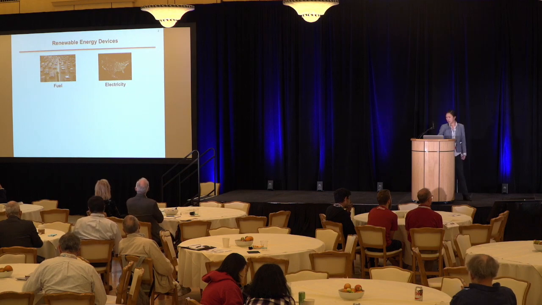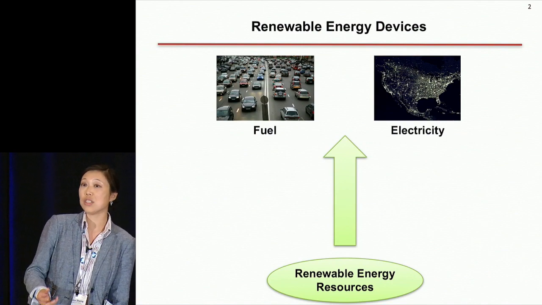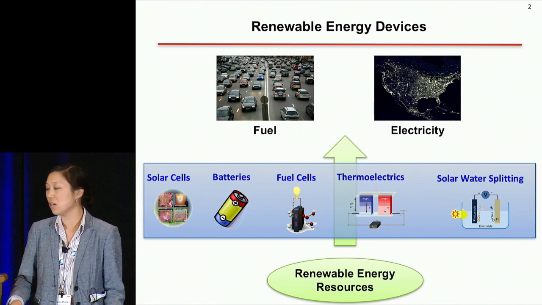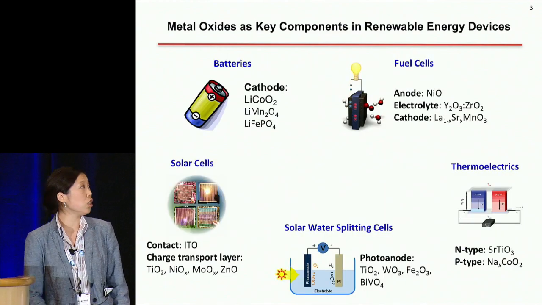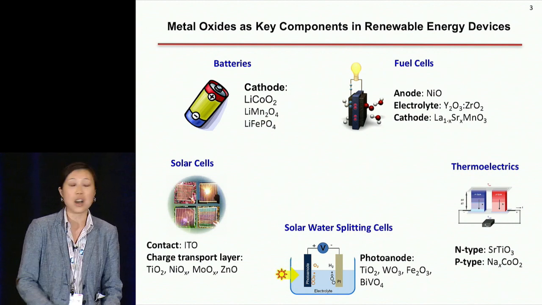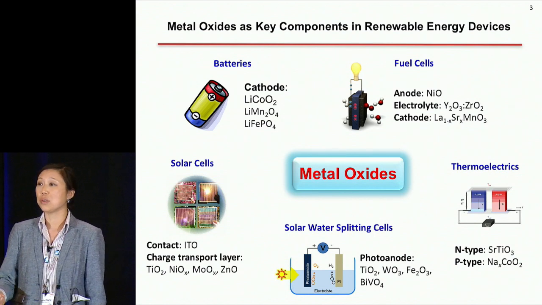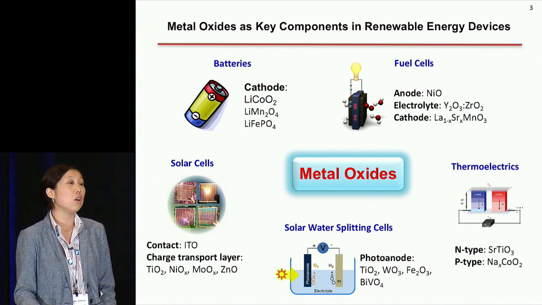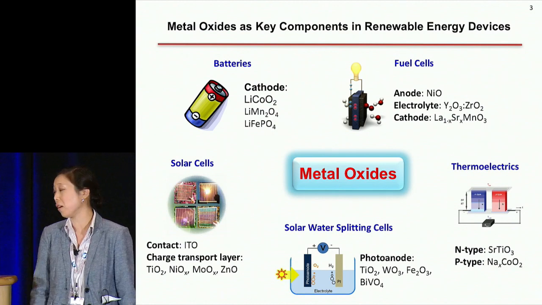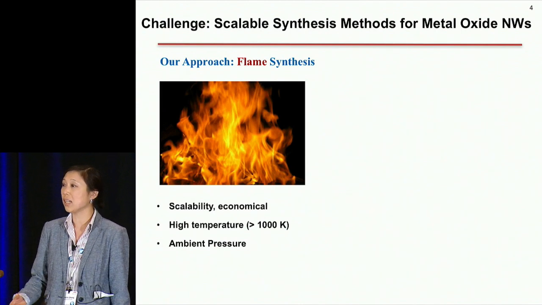So when we look at renewable energy, we want to think about how to convert renewable energy either to fuel or electricity. As an engineer, we think about devices. There are a number of devices to do that, like a fuel cell or solar cells. If we look into all those devices, they have many things in common. One common thing is they all contain metal oxides. So when we think about the energy problem at scale, that means we have to produce metal oxide in a scalable fashion at low cost. And many of those applications require exquisite design of the nanostructures of metal oxide. So the challenge is how to produce those metal oxide nanostructures in a scalable fashion.